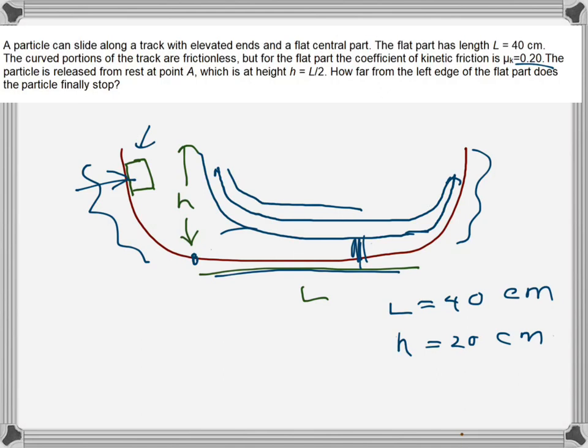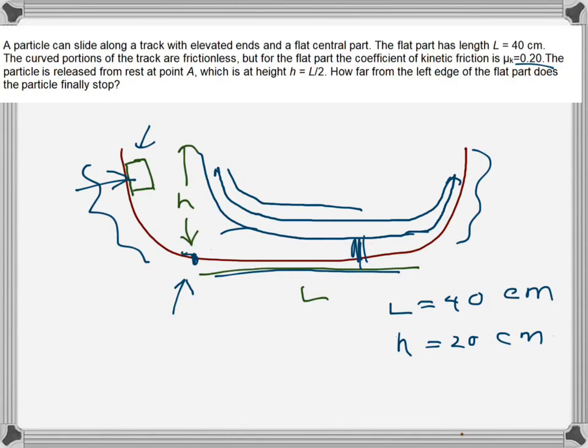We will just do that mathematically. First we need to find the velocity here when it comes down and enters the horizontal plane. Initially its potential energy will be mgh, and when it comes down at this point, let's call it point A, and this other point B, left edge and right edge. L is for the length, so I will write A and B here.